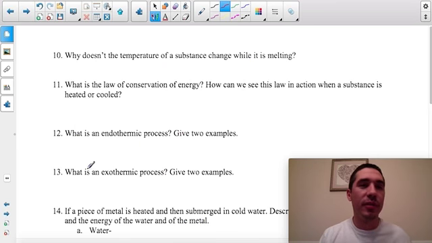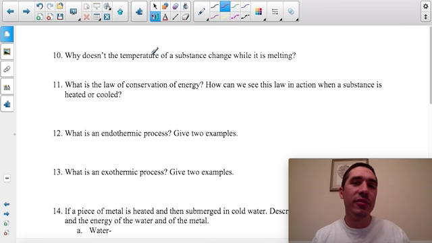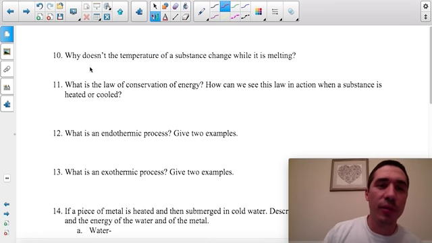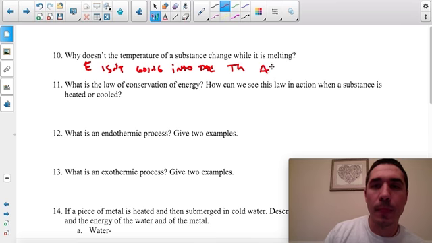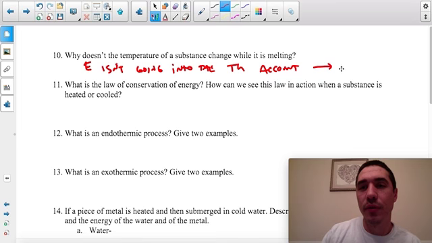Looking on to the next page. Why doesn't the temperature of a substance change while it's melting? Well, the energy isn't going into the thermal account. It's going into changing the arrangement of those particles.